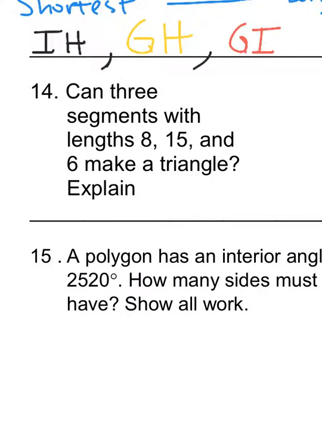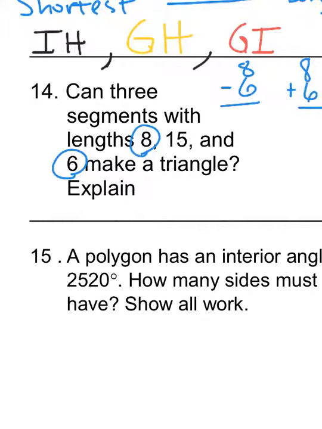Can 3 segments with lengths 8, 15, and 6 make a triangle? For this problem, you need to choose 2. So I'm going to choose 6 and 8. You could choose any 2. It really doesn't matter which 2 you choose. You're going to take your 8 and your 6 and you're going to subtract them, bigger number first. And then you're going to add them. And you're going to see what you get on both of these.